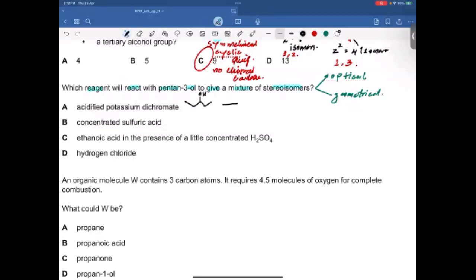And when you treat it with potassium dichromate(VI), obviously it is a secondary alcohol. It will oxidize with this and will turn to a ketone, this. And in this ketone, we don't have any chiral carbon atom because this group and this group are the same on both the sides.